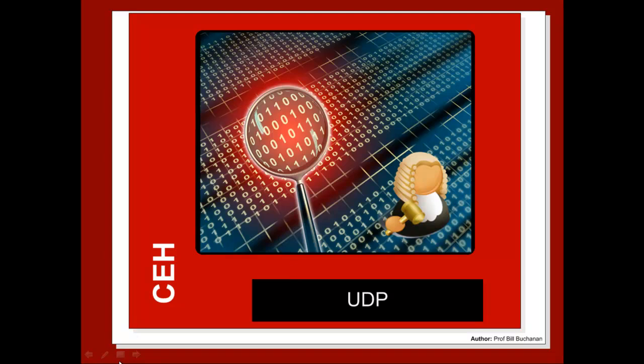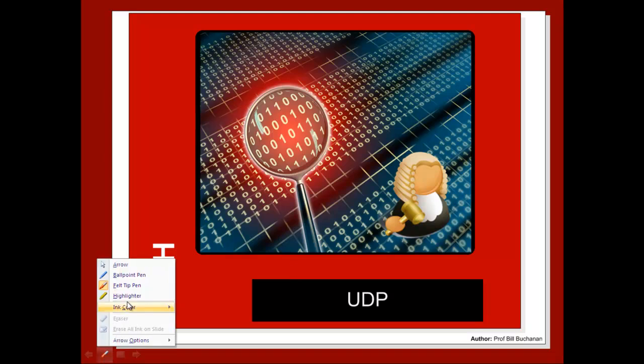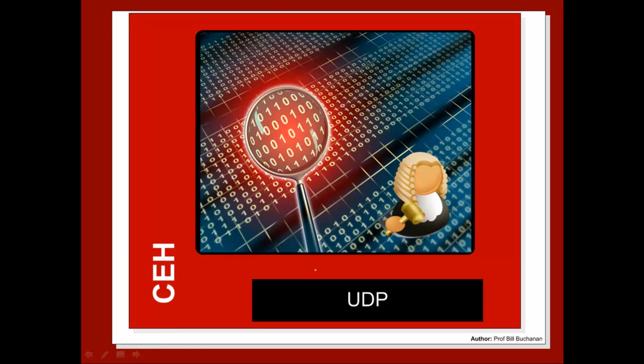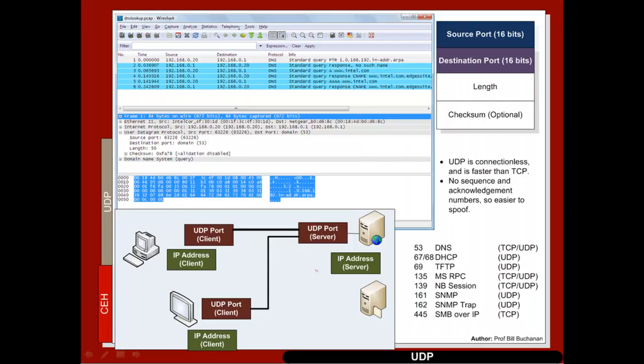The first transport layer protocol that we'll look at is UDP. UDP is a very simple transport layer protocol, and it basically just has a source port and a destination port, each 16 bits. There is no connection; the data is sent. The client creates a unique UDP port and connects to a well-known UDP server port on the server.